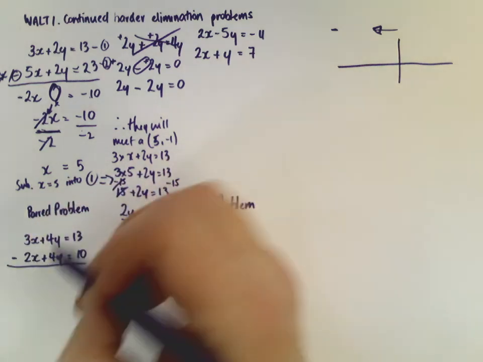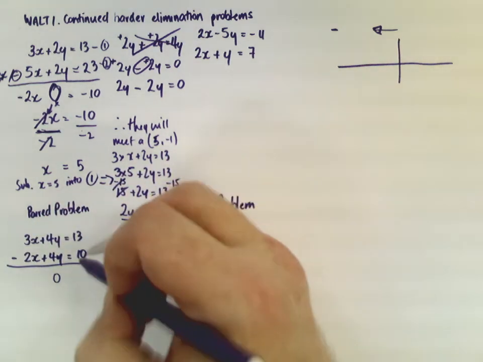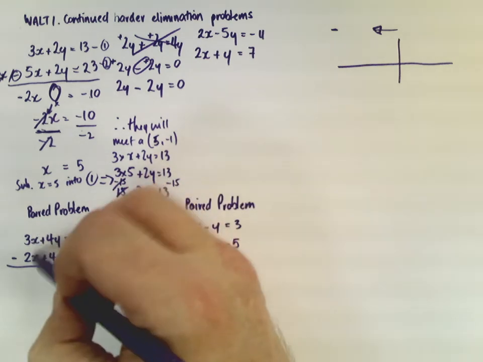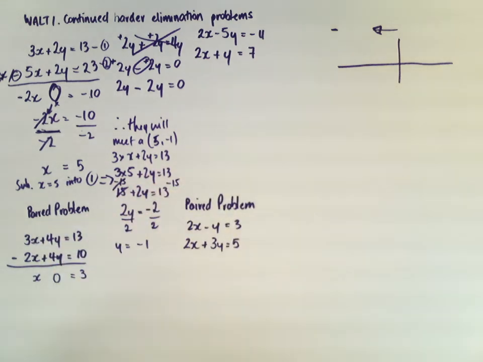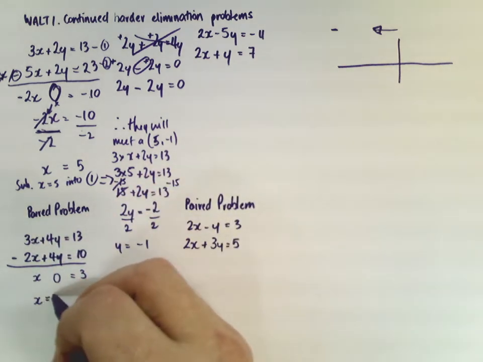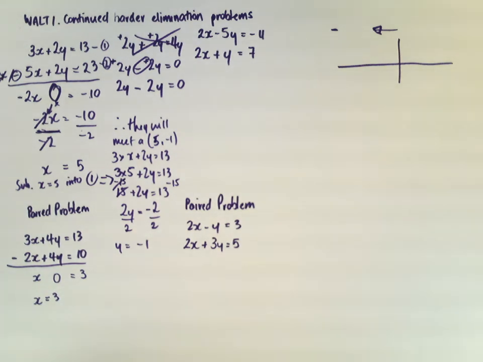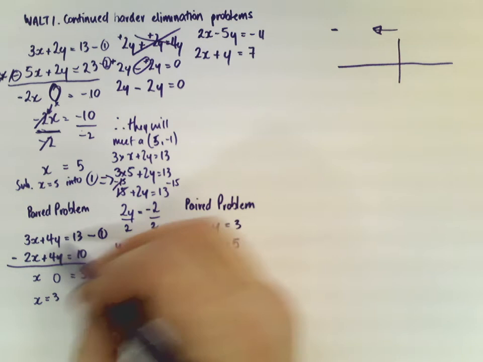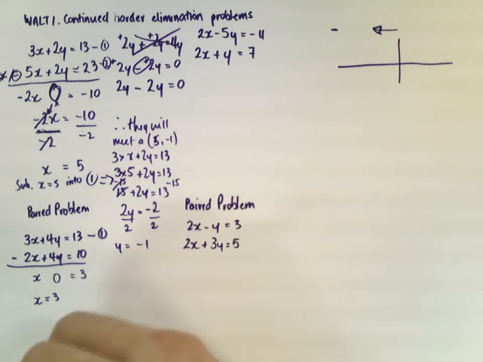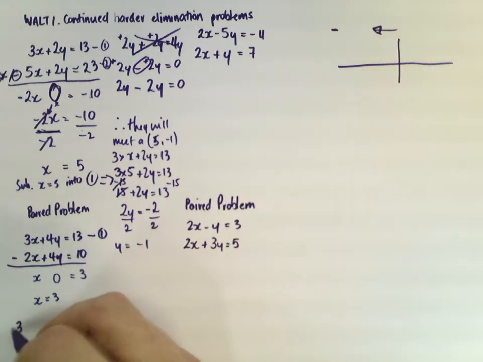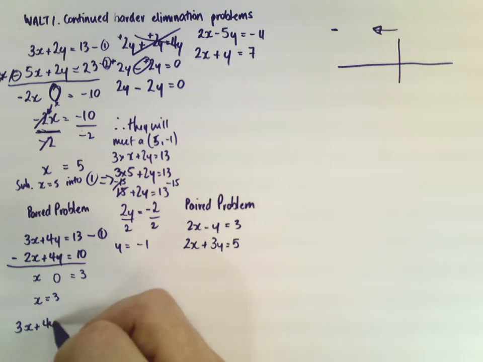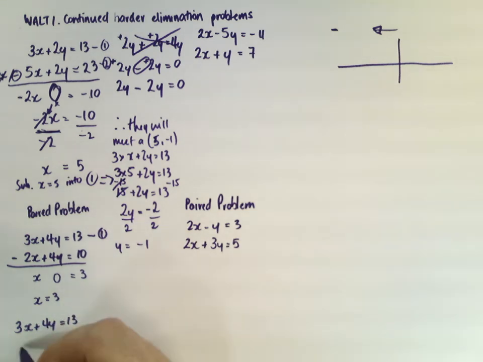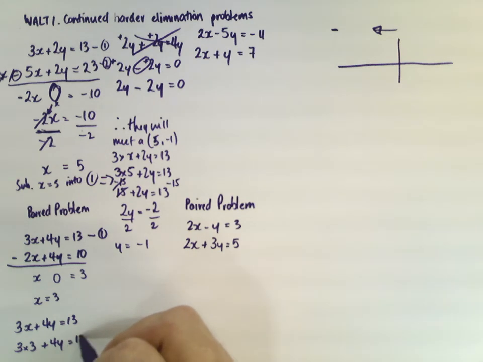4y take away 4y will give me 0. 13 take away 10 will give me 3. And 3x take away 2x will give me 1x. This is nice. x is equal to 3. A very nice, simple question to start off with. So I'm going to put this back into equation 1. I can do equation 2, but I'm going to use equation 1. So if it's 3x plus 4y is equal to 13, then of course 3 times 3 plus 4y is equal to 13. So 9 plus 4y.